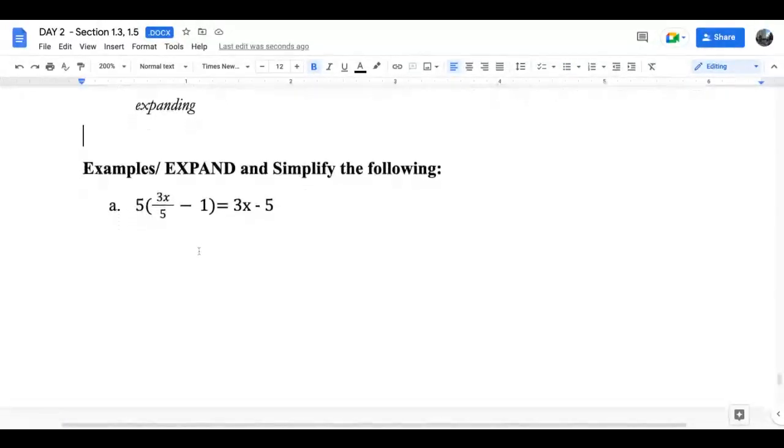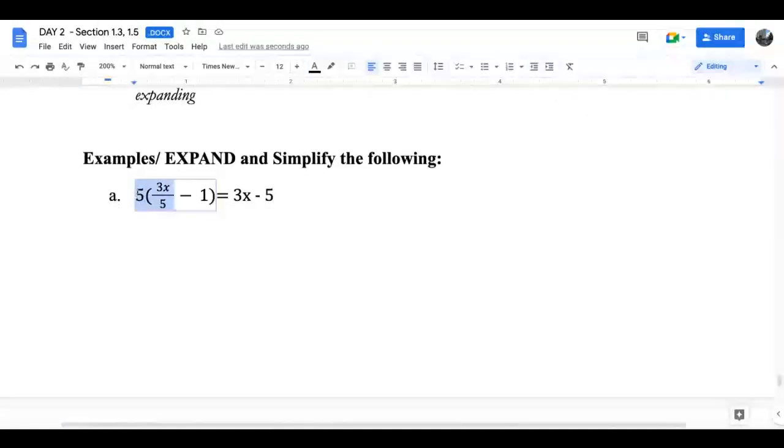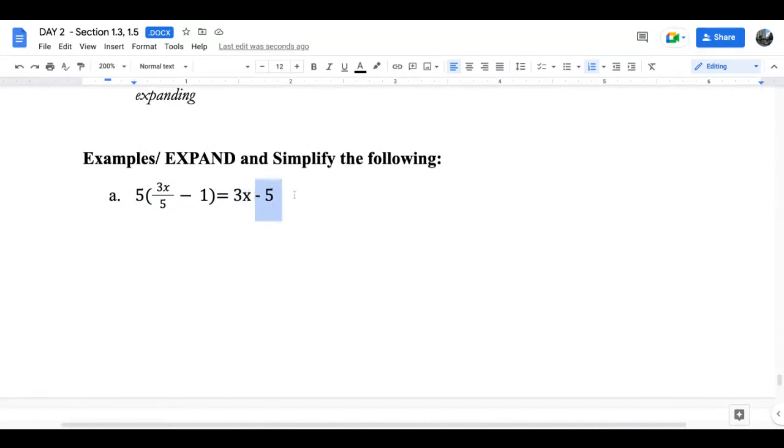Let's see this one. We want to expand this, then simplify it. So we have 5 multiplied by a binomial. Let's just do 5 times each one, right? 5 times 3x over 5, we see 5 divided by 5, or 5 times 1 over 5, that becomes 1. So we just get 3x. 5 times negative 1, that's just negative 5.